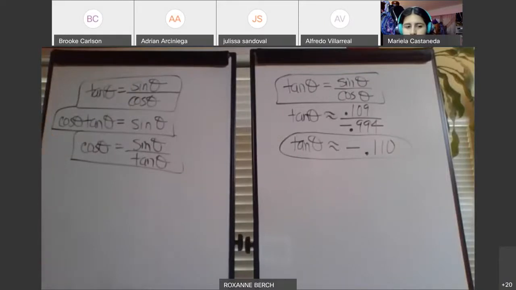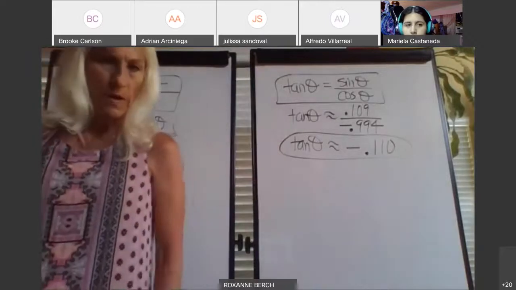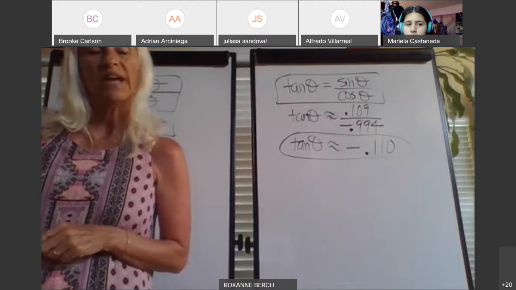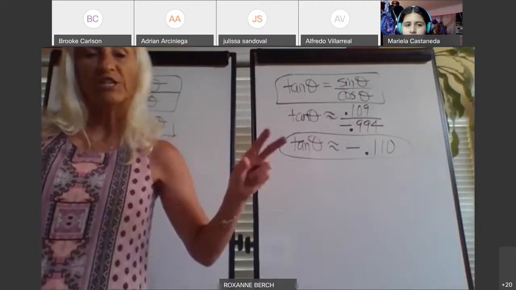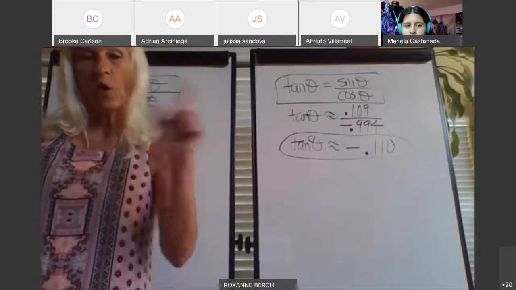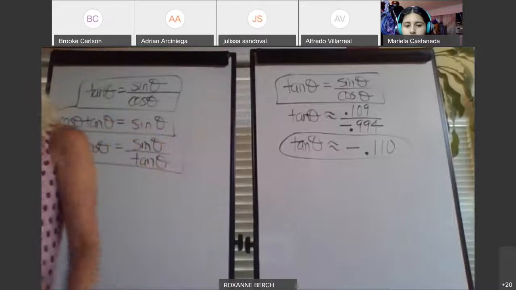Kind of like the unit circle. I didn't have you memorize the whole unit circle. I just had you memorize the first quadrant, because you can get the other information from looking at the reference angles and their corresponding angles in the other quadrants. You don't need to memorize the whole unit circle.